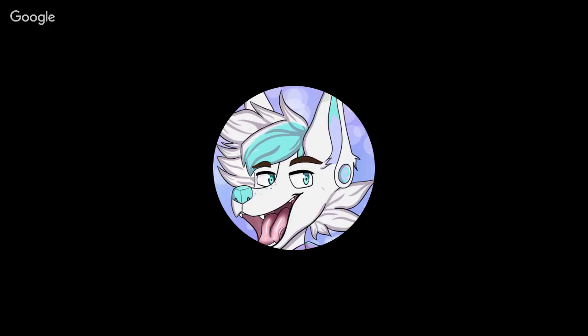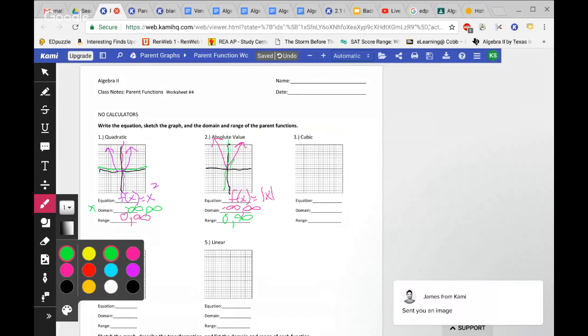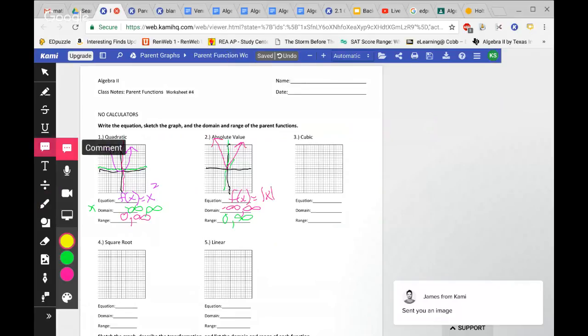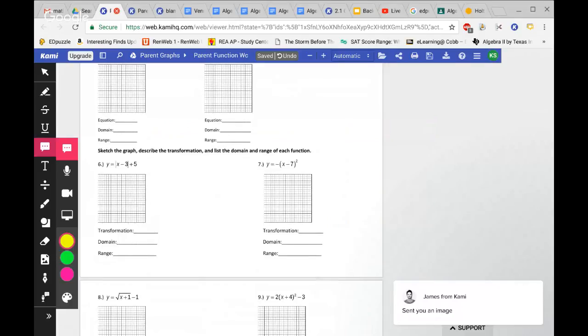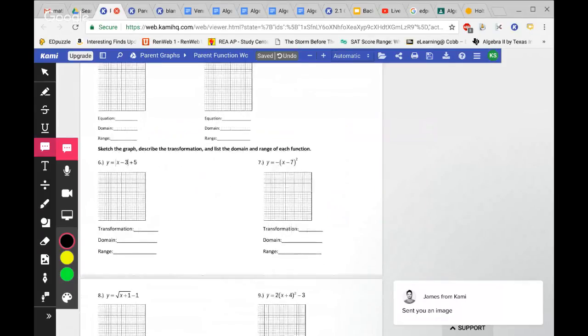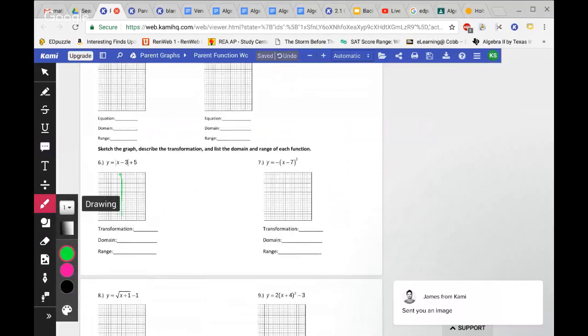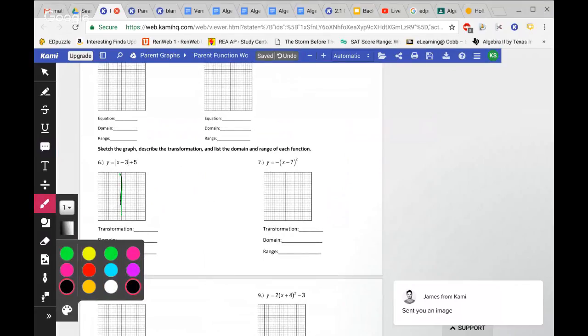I think I understand 1 through 5. Okay, you feel good about those then? Yeah. Okay, thank you for letting me know. So for this transformation, we already know that the shape is going to be a V, like the absolute value. I'm trying to make my graph lines black so that my graphs show up a little better.